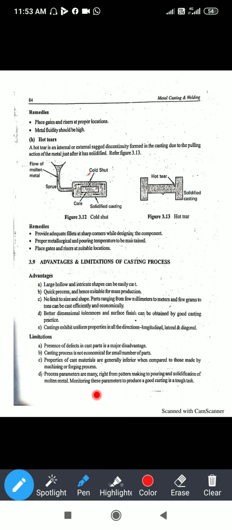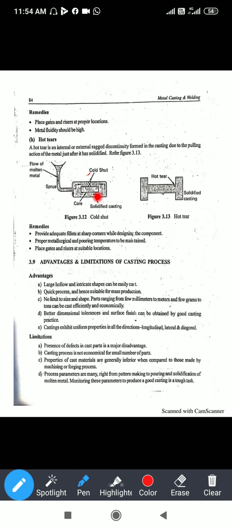Now hot tears. The hot tear is an internal and external discontinuity of the casting due to a pulling action of the metal as it solidifies. So see, this diagram shows the cold shuts over here. The remaining sides of the casting have solidified, but some of the inner part has not solidified over here. It remains in the liquid.